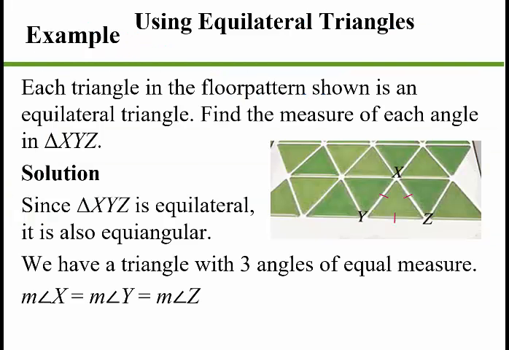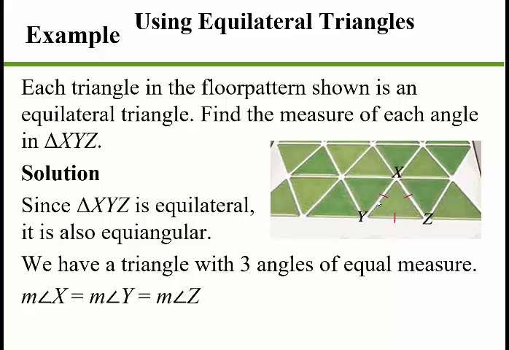All right, let's do another problem. Each triangle in the floor pattern shown here is an equilateral triangle. So I'm telling you that all the sides are congruent, so they're all the same length. Find the measure of each angle in this triangle X, Y, Z over here. We want to find the measure of all these angles.